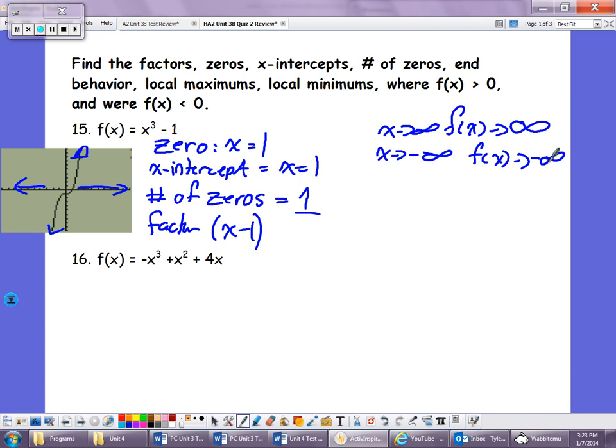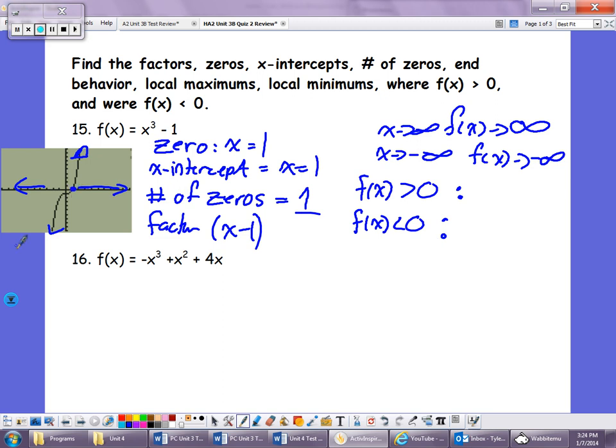All right, the last thing you would want to do is look at your local maxes and mins. A local max or a min is when the graph changes direction, so it goes from increasing to decreasing or decreasing to increasing. This graph has none because it doesn't change direction at all. It's always increasing. The last part of the question asks when f of x is greater than 0 and when f of x is less than 0. Basically all we're doing here is saying, okay, when is my graph above the x-axis and when is it below? And I'm using x values to describe this in interval notation.